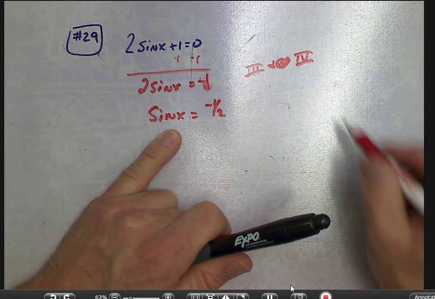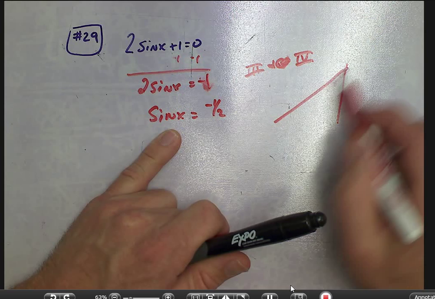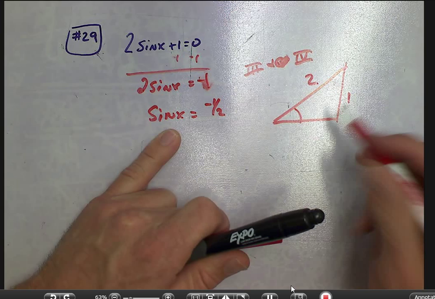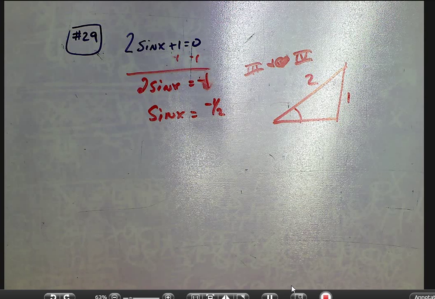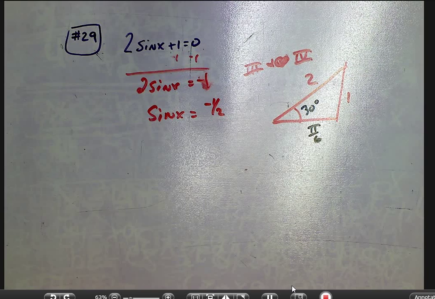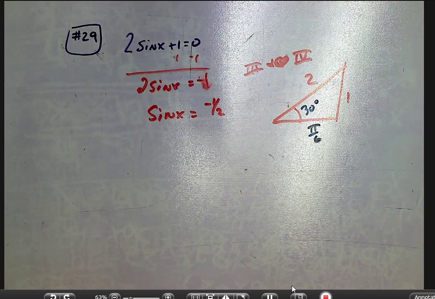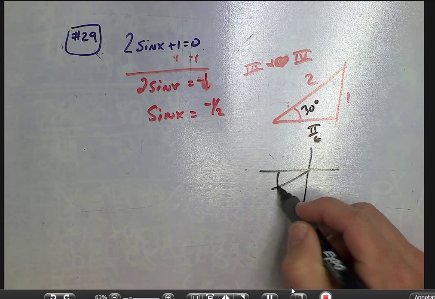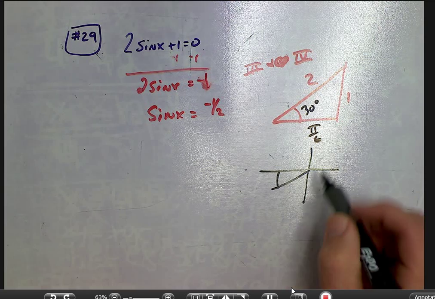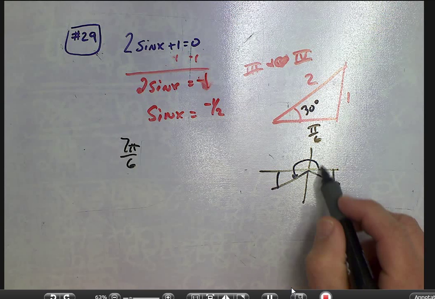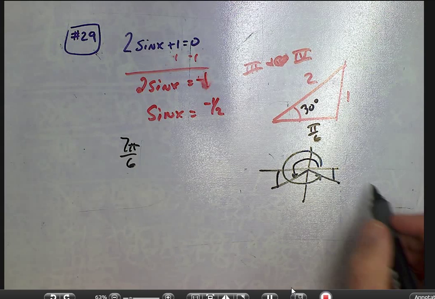Okay? So if I draw a triangle, doesn't matter what the triangle looks like. Angles here, opposite is 1, hypotenuse 2. That means this is a 30, 60, 90, with this being a 30-degree angle. And so pi over 6. So we need pi over 6 in the third and fourth quadrant. This is the angle in the third, so that's 7 pi over 6. And then the angle here in the fourth, this would be 11 pi over 6.